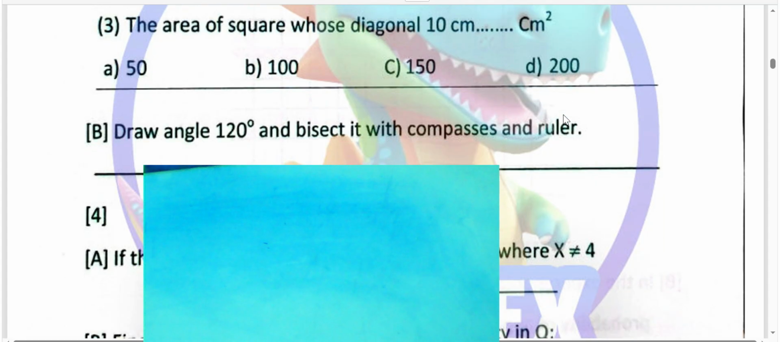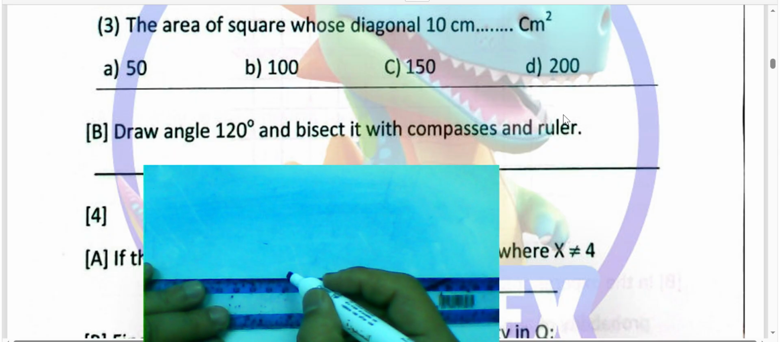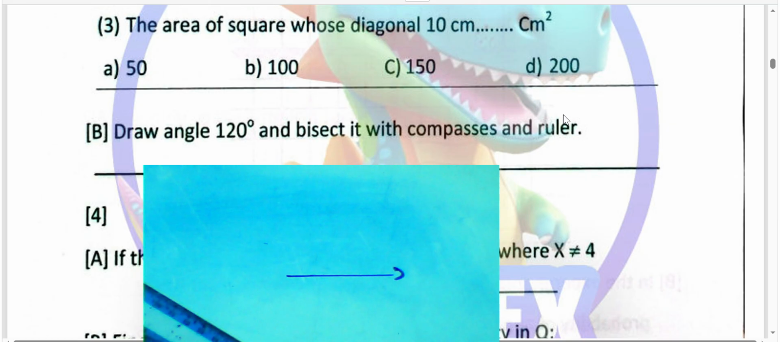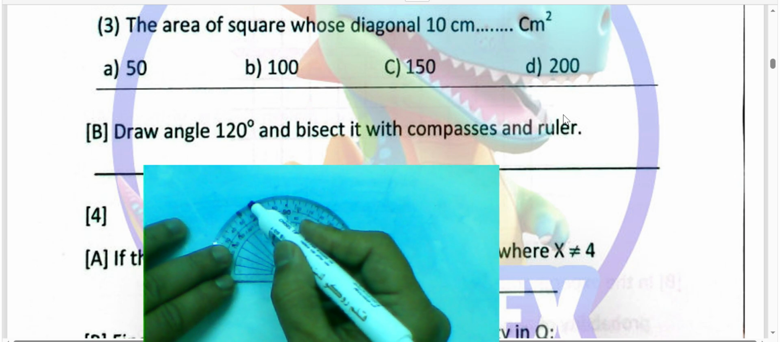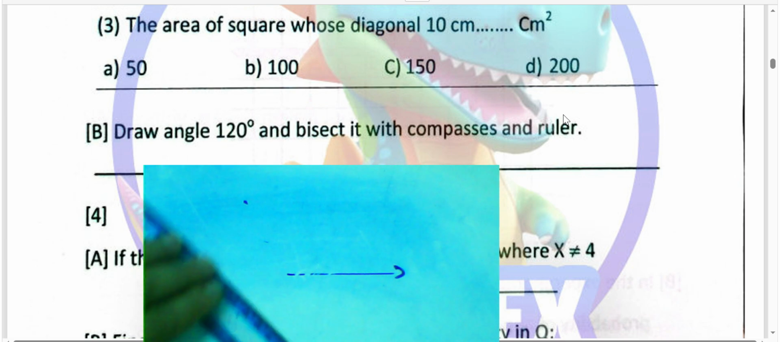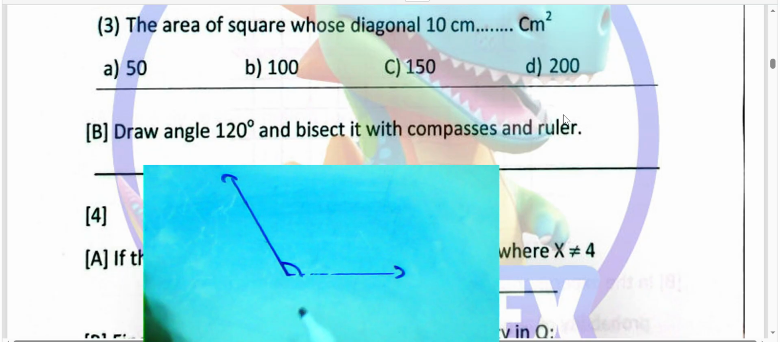Next question. Draw angle 120 and then bisect it using compass and ruler. First step, we can draw the ray and then use the protractor to draw an angle measure equal to 120. Start from 0 to 120, put the point here, and then draw the ray from this point to the other. Then we have a 120 degree angle.